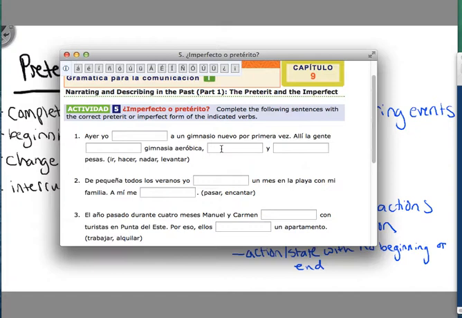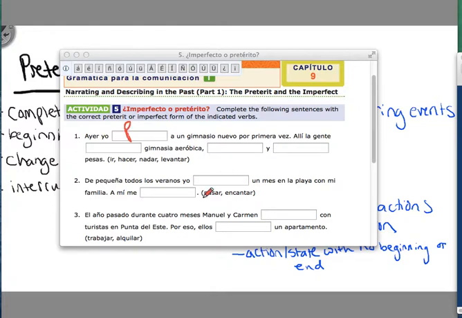Here we have several in a row, and it's all in order. There's a couple things I especially wanted to point out with this specific activity. So, "Ayer yo blank." Okay, ayer, a specific time, yesterday. This happened, and we know exactly, this is the beginning of an action, so that's going to be preterite. Now keep in mind, ir is an irregular verb. It doesn't follow those endings that I put up earlier. If you remember ir, it goes fui, fuiste, fue, etc. So, "Ayer yo fui a un gimnasio nuevo por primera vez."